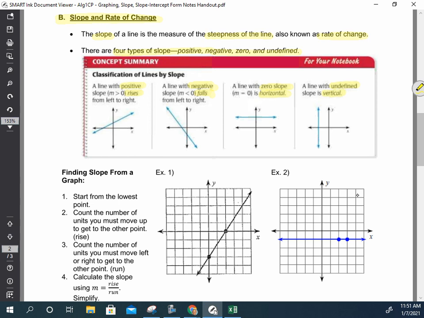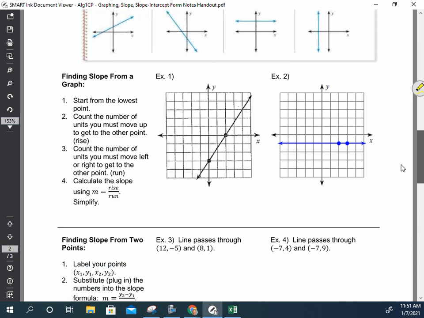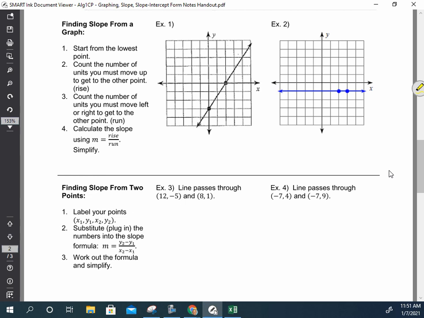So let's review finding the slope. We did slope first semester. There are 2 ways to find slope. There's finding it using the graph, and there's finding it using 2 points. So, for the graph, you definitely need to make sure that you have the slope formula and these 2 examples.